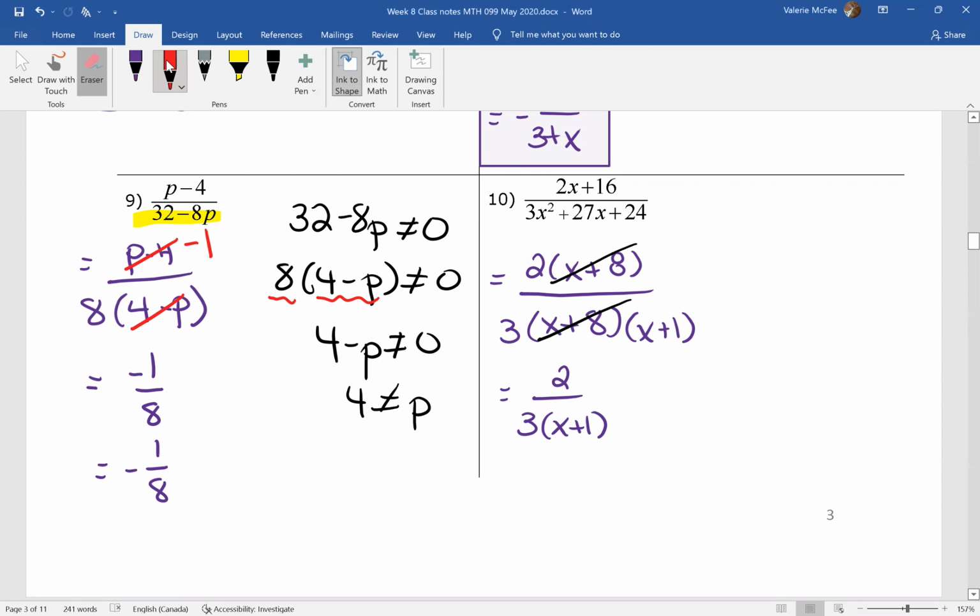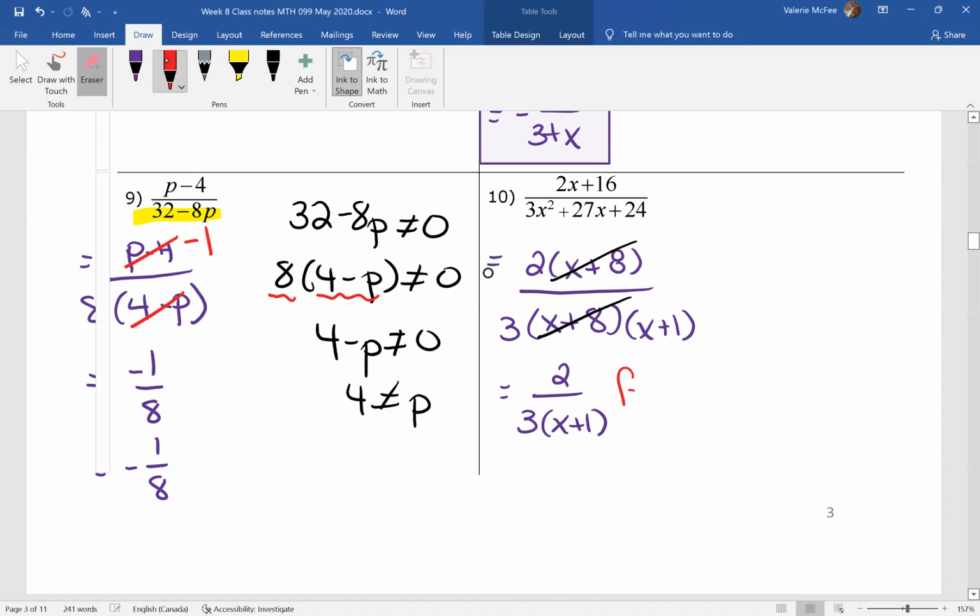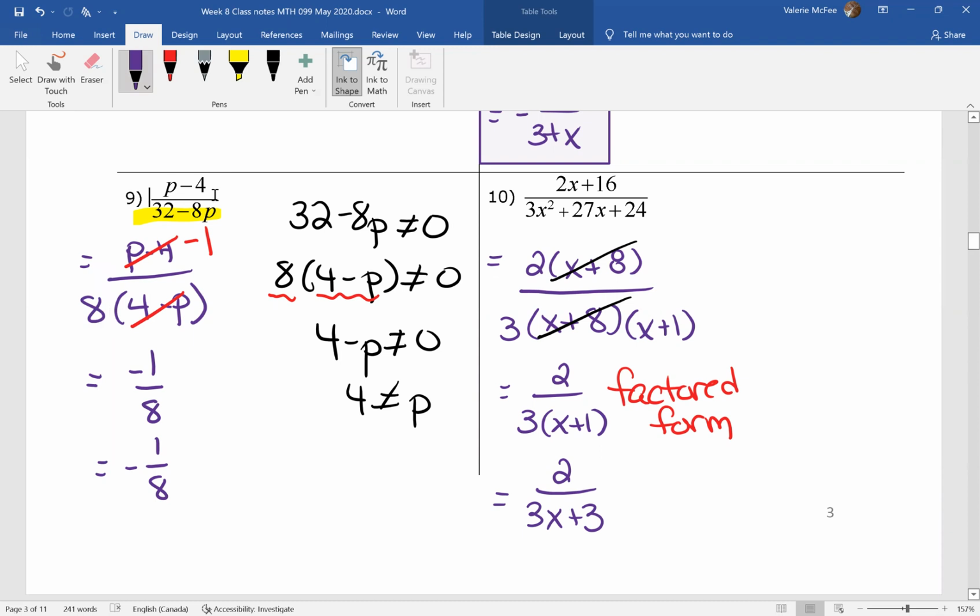Now, you also have to pay attention to whether or not Pearson is asking for your answer to be in factored form. So if you're asked for factored form, you're going to leave it like this. If you're not asked for factored form, you need to open the brackets and use the distributive property. But it's up to you to read carefully and give what's being asked for. If not, you might be marked wrong. In fact, I know Pearson will mark it wrong if you don't give what's asked for. So please read carefully.